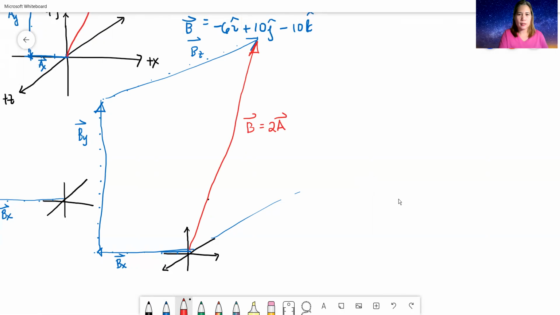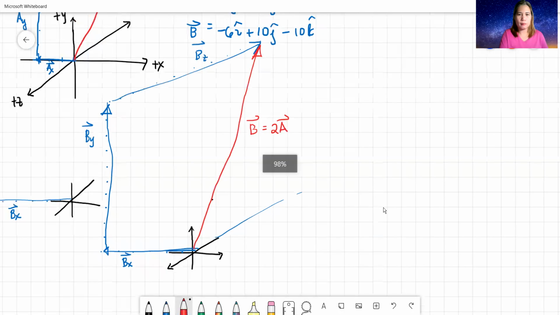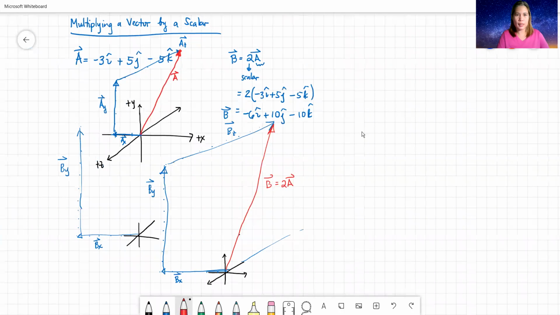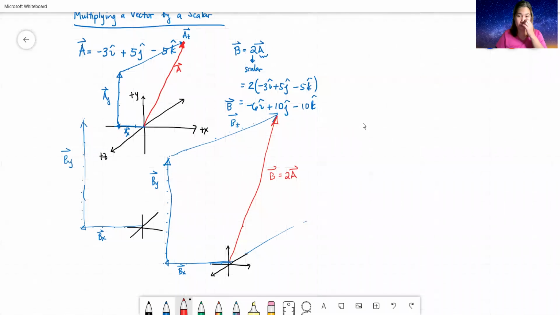So if you look at the figure here, more or less the two red lines are parallel. If the two lines are parallel, it means that they're going in the same direction. But as expected, vector B is at least twice as long. I would like it to appear that it looks twice as long.